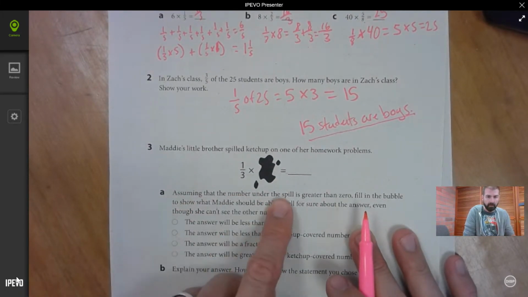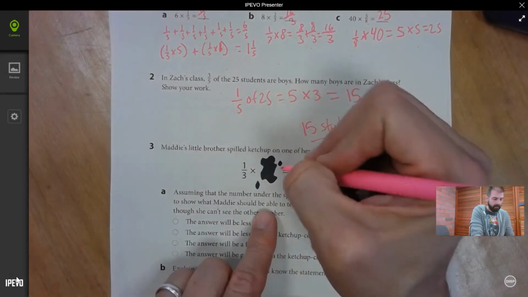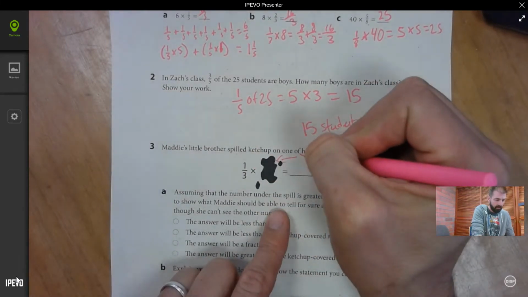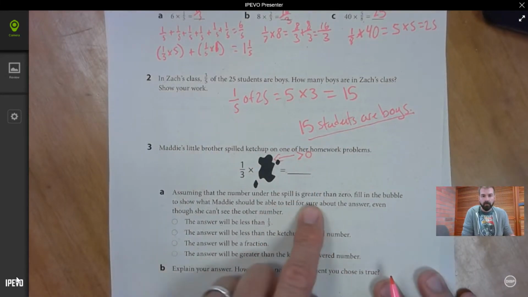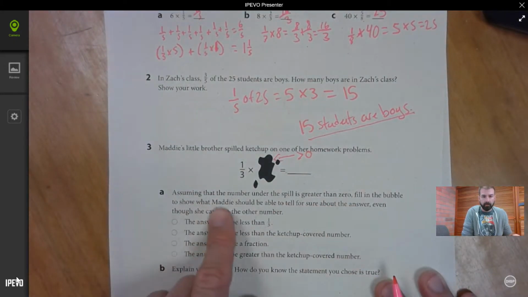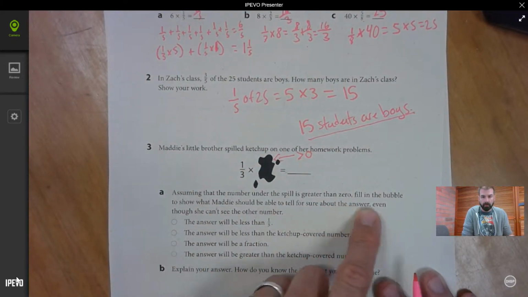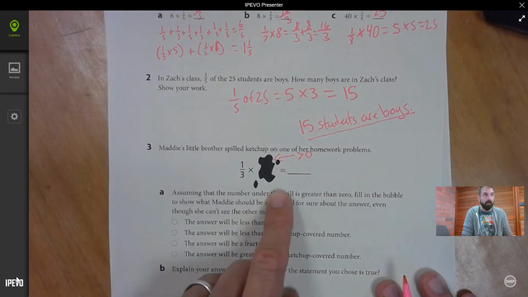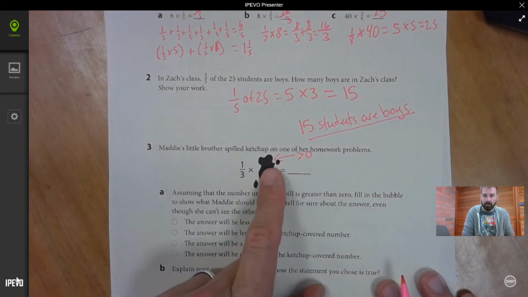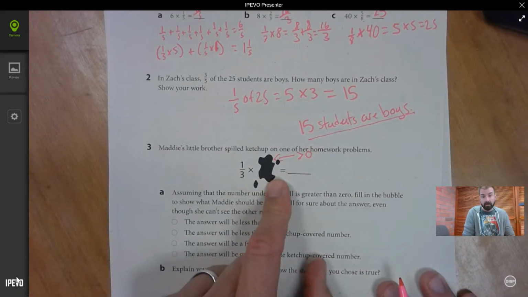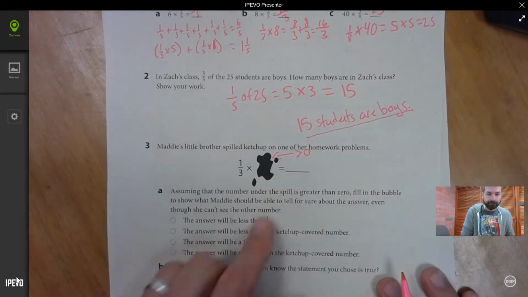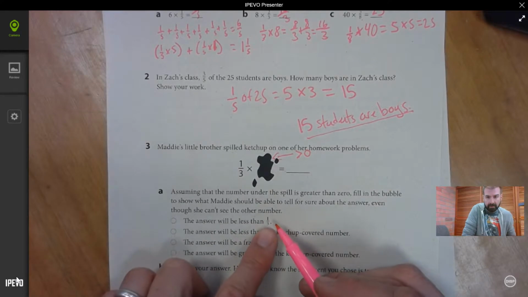Assuming that the number under the spill is greater than 0, so I'm saying this number is greater than 0. Fill in the bubble to show what Maddie should be able to tell for sure about the answer, even though she can't see the other number. So for any number greater than 0, what is true? So this is testing your understanding of multiplication. So the answer would be less than 1/3.